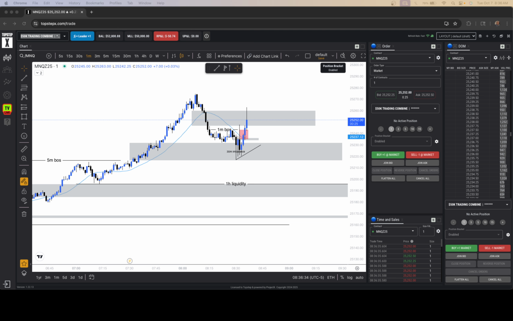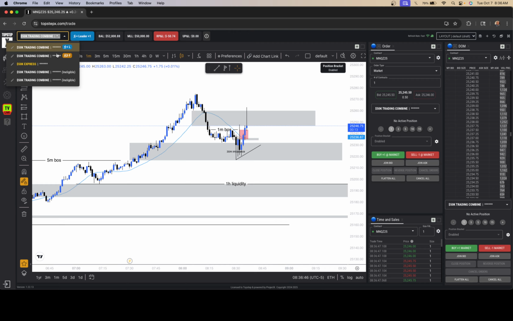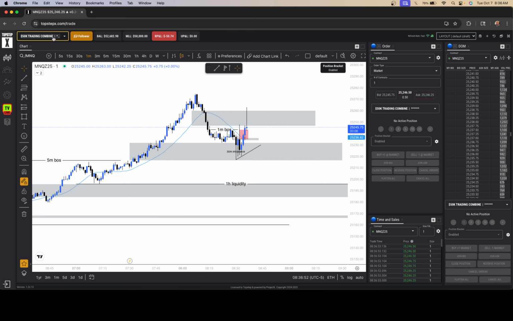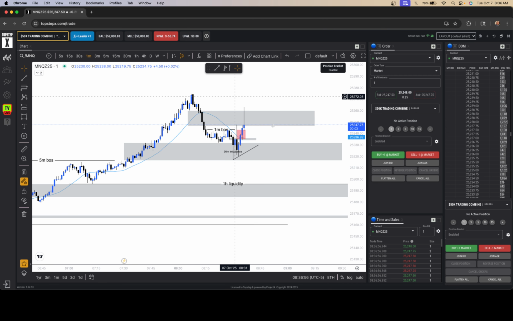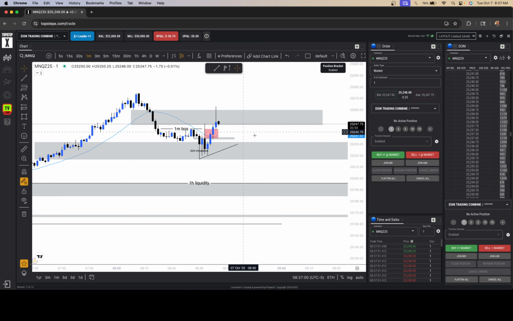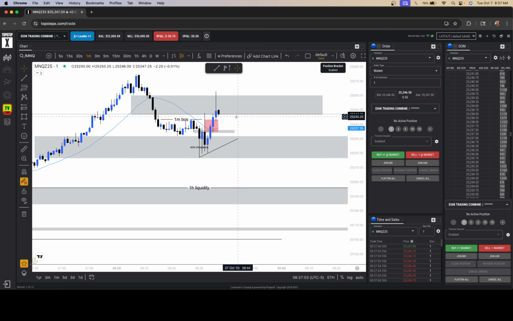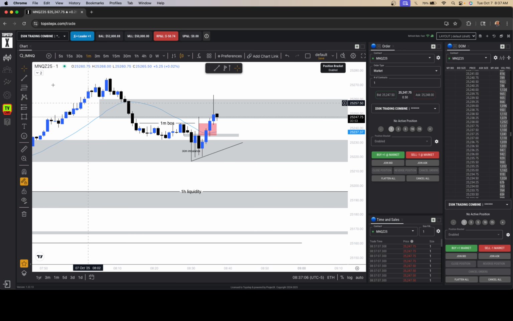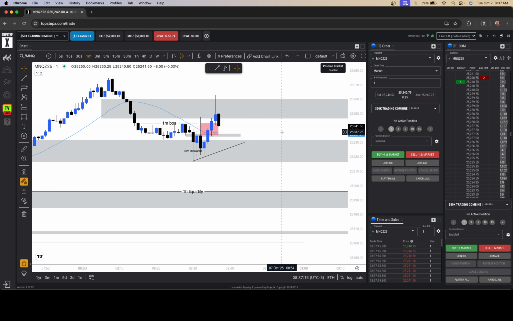Let me make sure I pull up these other charts so I can see if we have any SMTs or anything like that. And then we'll go from there. These accounts are very close to passing. One's 200 off. One is 318 off. So kind of want to be very calculated and smart with the risk. So this is another 1 minute break of structure up. We do have a lot of liquidity, like I said, resting below.